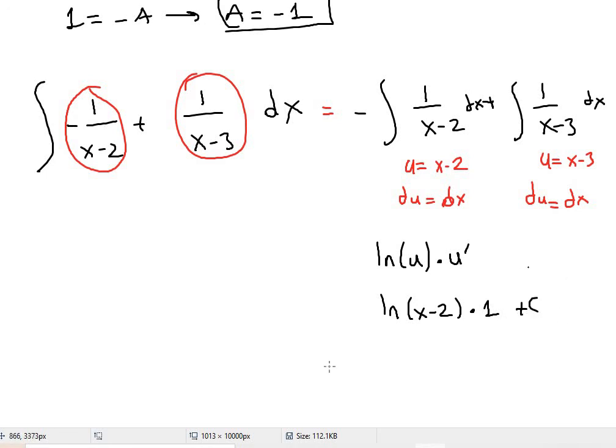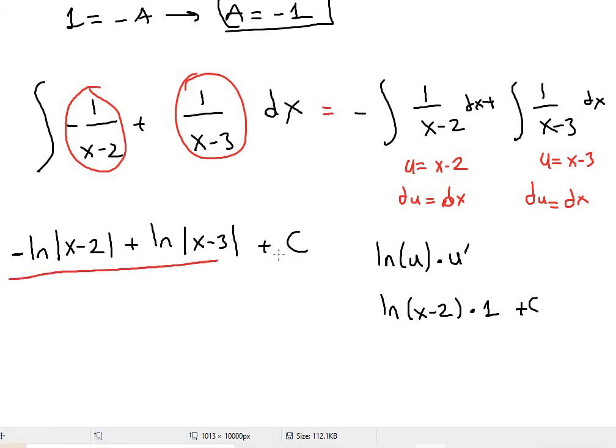Plus C. So practically we can take the antiderivative of this as negative ln of, because we have a negative sign here, x minus 2 plus ln of x minus 3, and plus big C for all of them. So that is the solution for this integral.